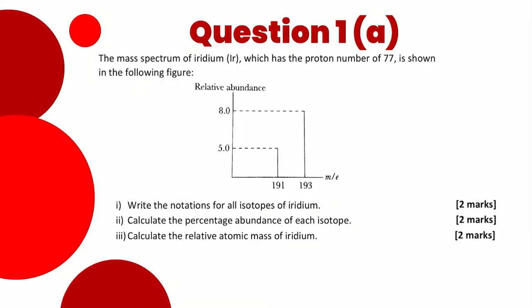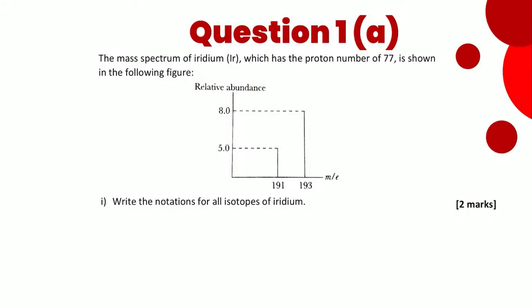We have 3 questions for Question 1A. Let's look at the first one. You have to write the notations for all isotopes of iridium. The mass spectrum is given for this question. You can see from the x-axis, we have 2 spectrum peaks for 2 isotopes of iridium.